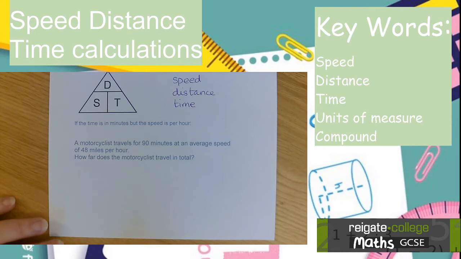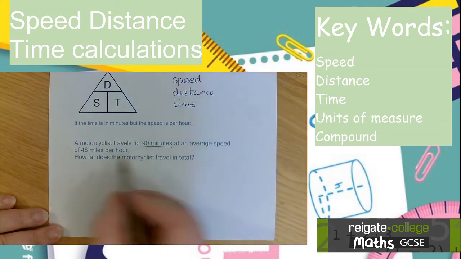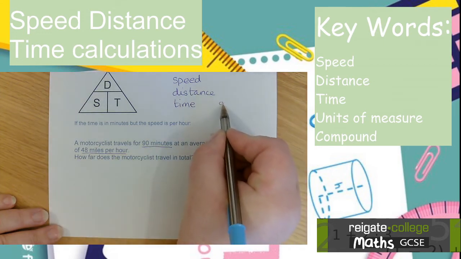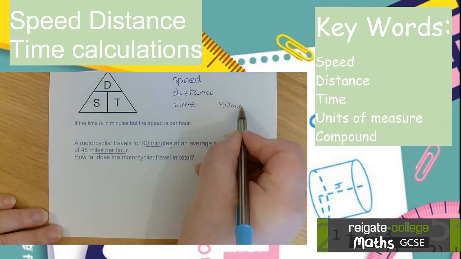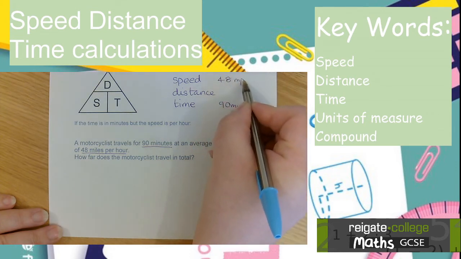I said I'd explain how we tackle a calculation where the time is given not in hours but in minutes, and we are expected to work out a speed, as you can see here, that is given in hours. So, looking for the information in the question, a motorcyclist travels for 90 minutes at an average speed of 48 miles per hour. So our time is 90 minutes and our speed is 48 miles per hour.